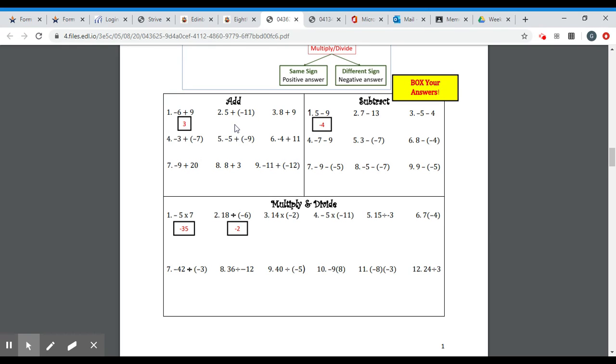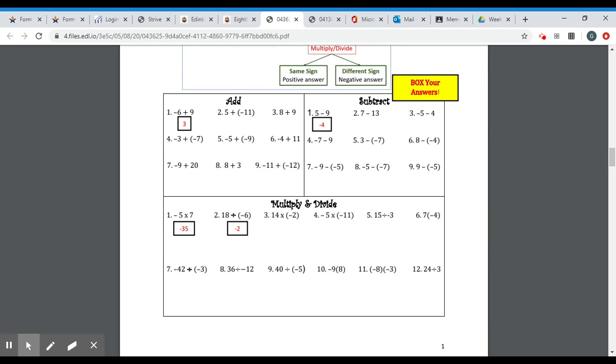Same thing here. I have 5 minus 9. Well, they're opposite, so I'm going to subtract them. So 9 minus 5 is 4. And the bigger number is a -9. Or I could just leave the 5, change this to addition, and make this opposite, which would be negative. And then, of course, the bigger number is a negative, so it's a -4.